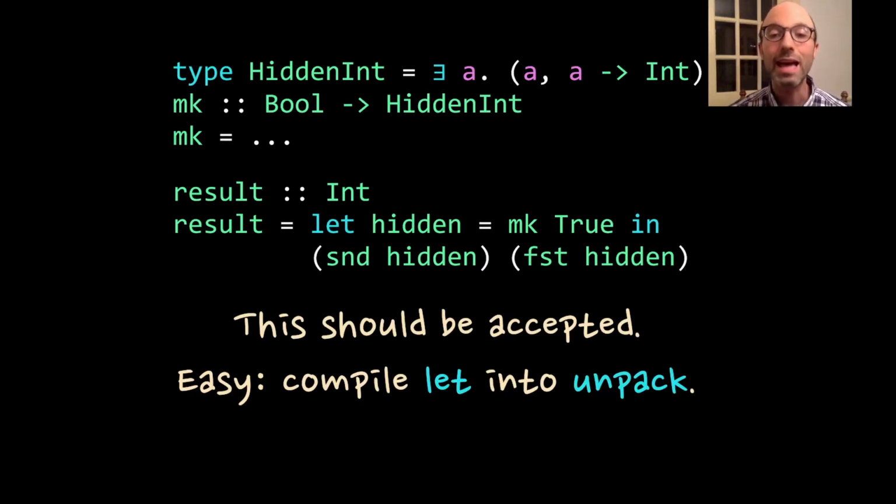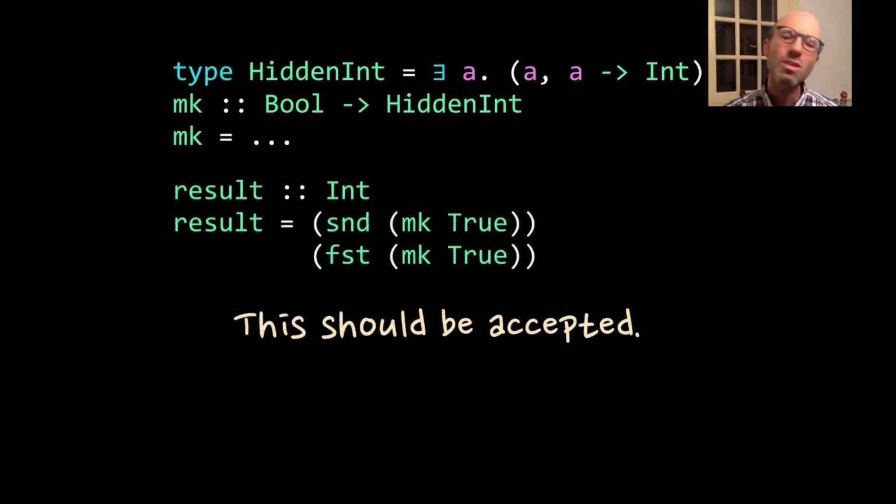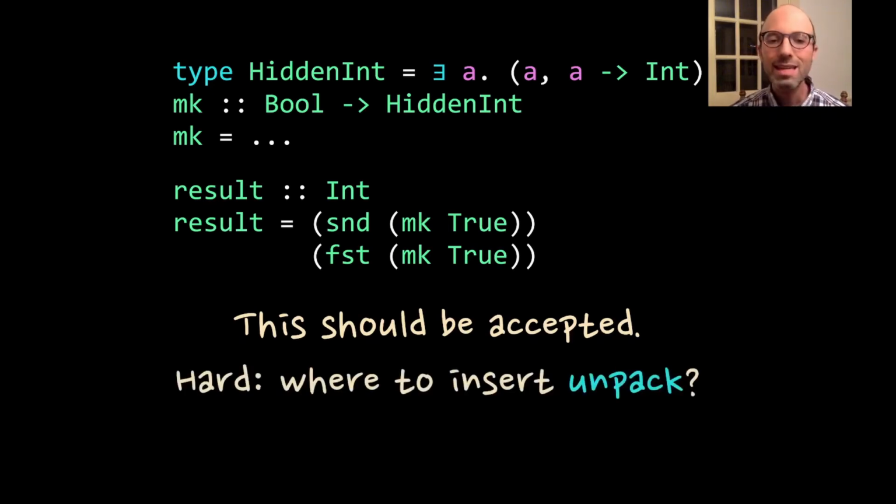I can compile let into unpack. I can use let and say, okay, let's just take this existential, and we'll make this A available inside the scope of the let. But now, suppose I want to rewrite my program by doing a little let inlining. Instead of saying let hidden equals mk true, I just want to repeat mk true twice where I previously wrote hidden. That should still be accepted. I should be able to inline my lets. Yet now the unpack is much harder. It looks like I would need to insert the unpack surrounding this whole result, which now is going to affect my runtime evaluation again.